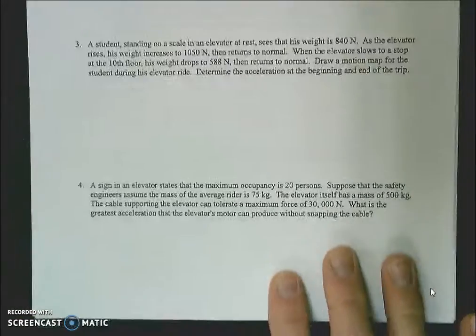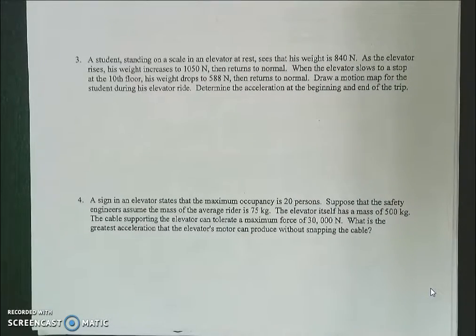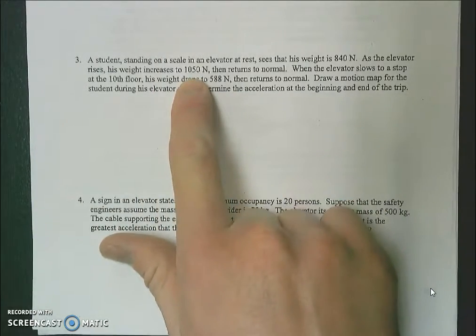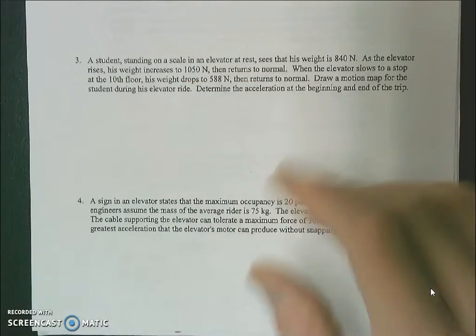So here's what I do want to do. I have an example problem, and this is actually from your packet, worksheet 2, number 3. This is talking about a student standing on a scale in an elevator at rest. He weighs 840 newtons. When the elevator rises, his weight doesn't increase. The force normal increases, so what he reads changes. The scale says 1050 and then returns to normal.